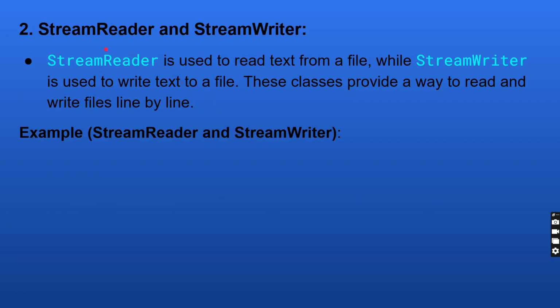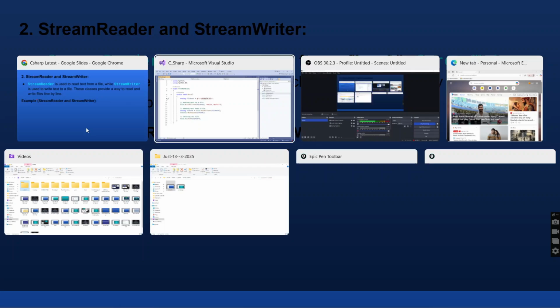The second class is StreamReader and StreamWriter. StreamReader is used to read text from a file, while StreamWriter is used to write text to a file. These classes provide a way to read and write files line by line. Example, we'll see that.